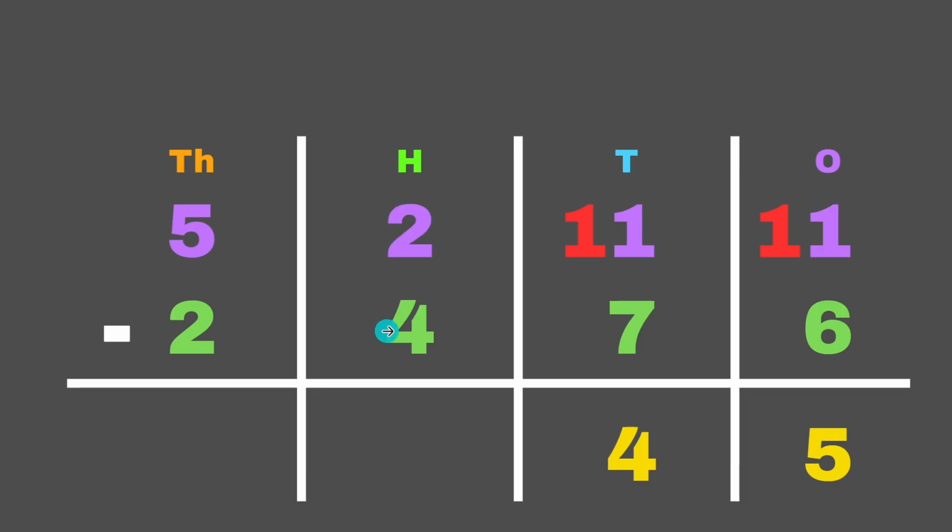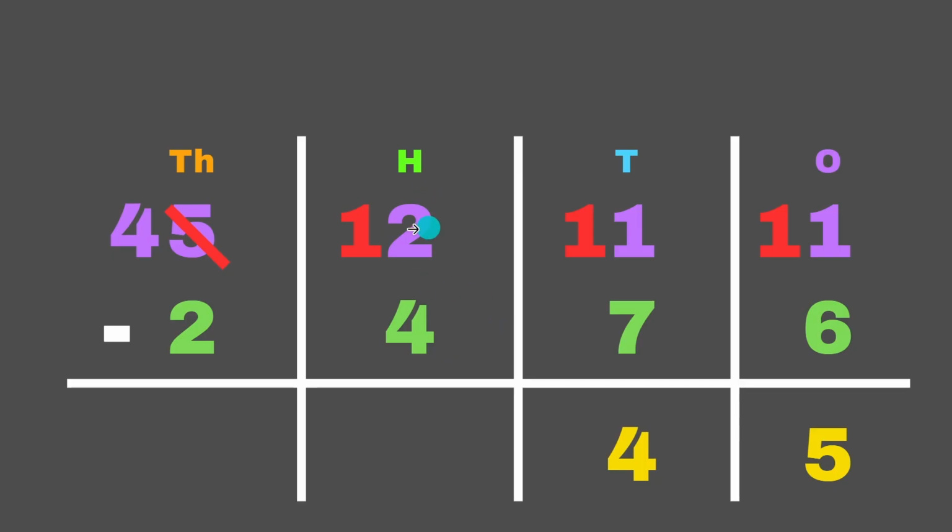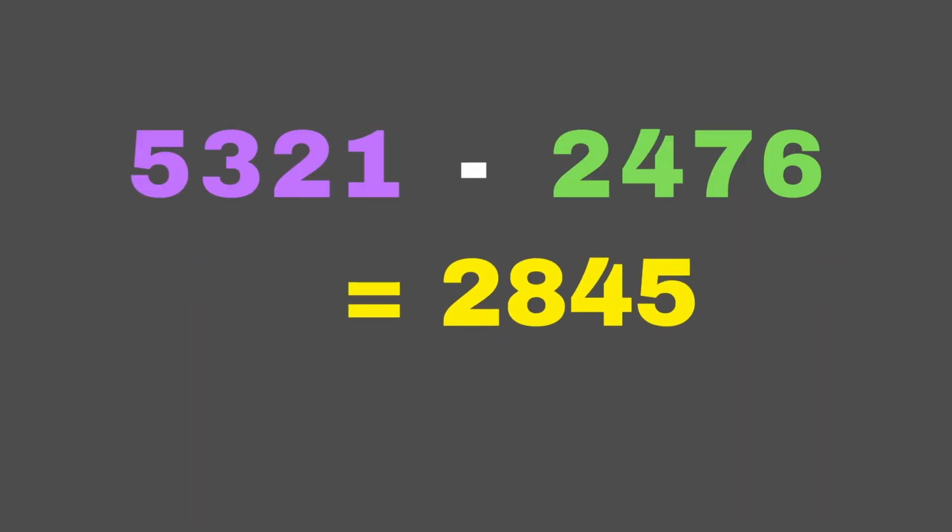Here in the hundreds place we have 2 minus 4, which is again not possible. So we borrow from the thousands place. 1000 is again 10 hundreds. So the 200s become 1200 and 1000 reduces by 1. So 5 becomes 4. Now subtracting 12 minus 4, we have 8, and in the thousands place 4 minus 2 equals 2. So the final answer we got is 2845.